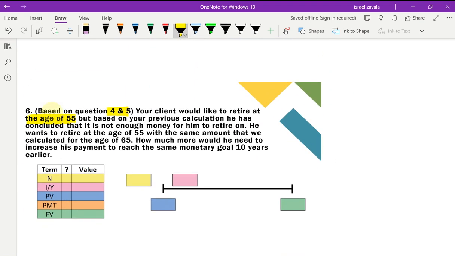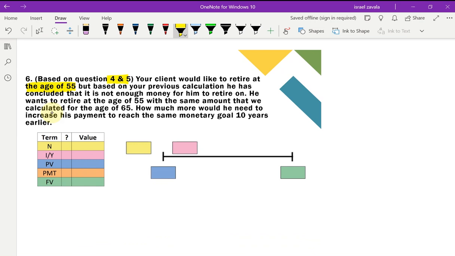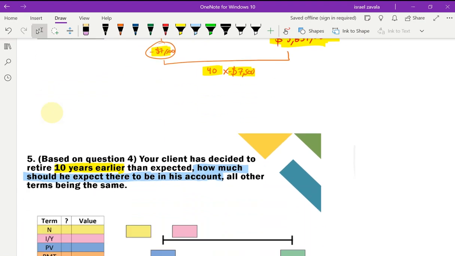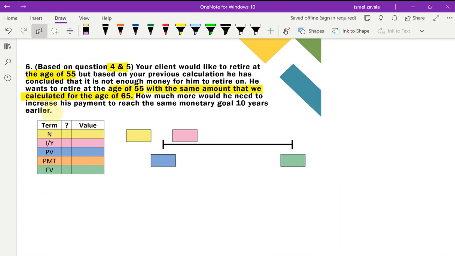Let's highlight here. Based on your previous calculation, he has concluded that that is not enough money for him to retire on. He wants to retire at the age of 55. So he's insistent that he wants to retire 10 years earlier, but with the same amount that we calculated for the age of 65. Basically what he's saying is, "Hey, I want to retire at this age, but with this money." So that's a big difference, right? He's saying, "I still want my 3.6 million."